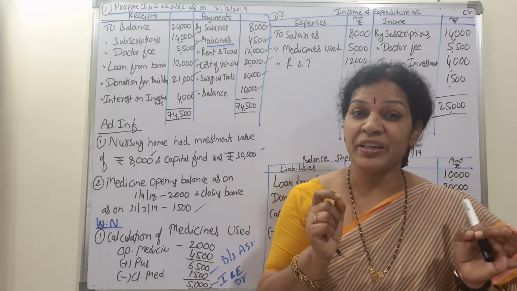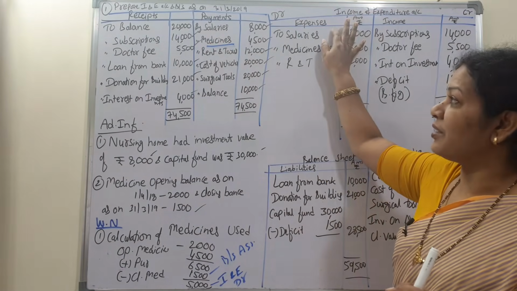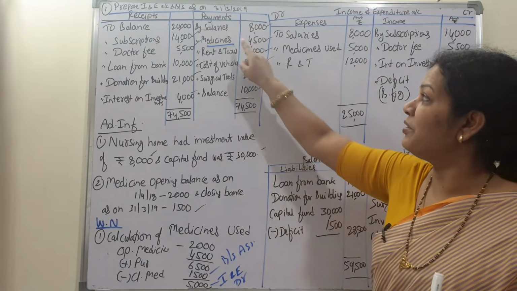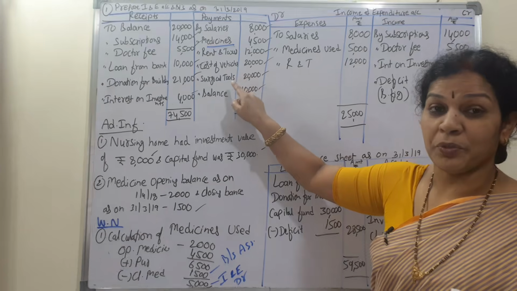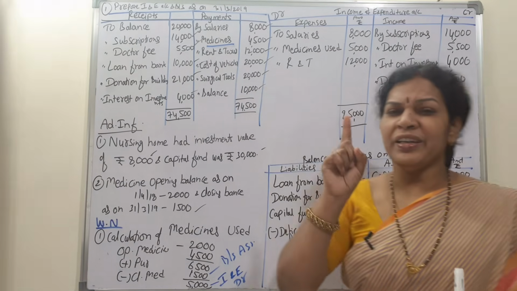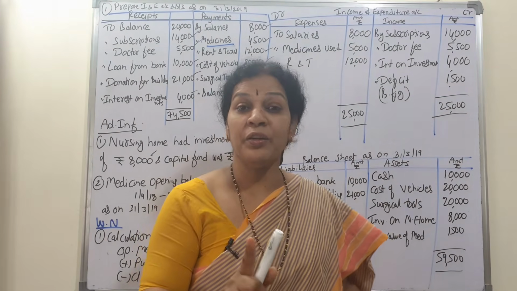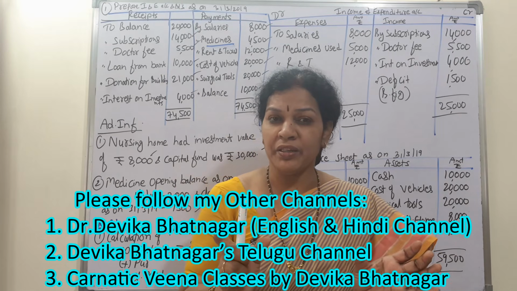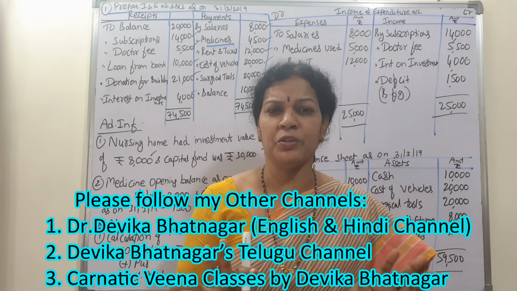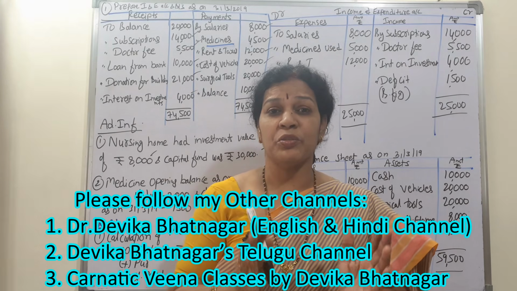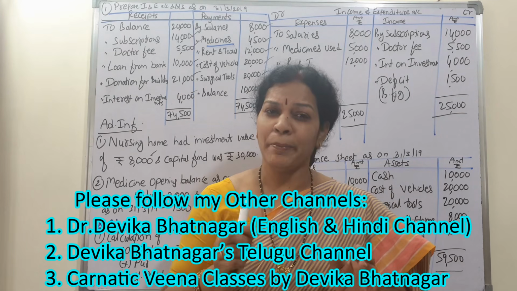Remember, each and every item comes only one time, like salaries we have taken here. Once again, balance sheet no. Medicines here, rent and taxes here, cost of vehicle, surgical tools, both are assets, it's balance sheet. It comes only one time, either income and expenditure or balance sheet. That you have to decide depending on the nature of the item given. That's all, simple, nothing to worry. Final exam you can score easily without any difficulty. Just trust me, practice it.